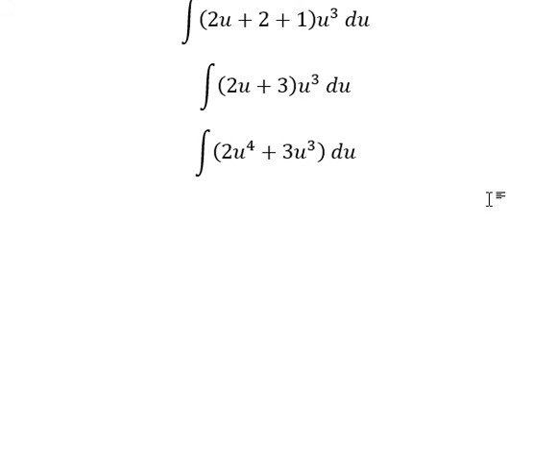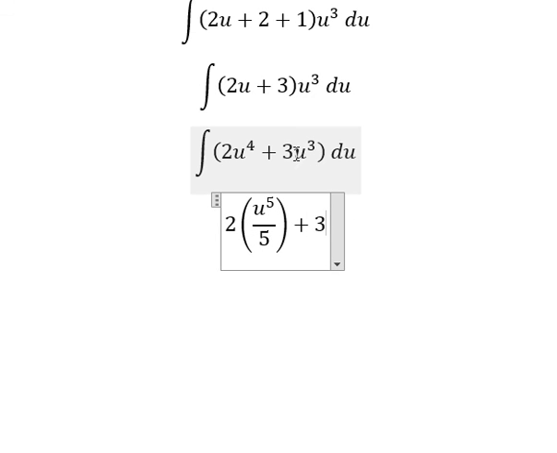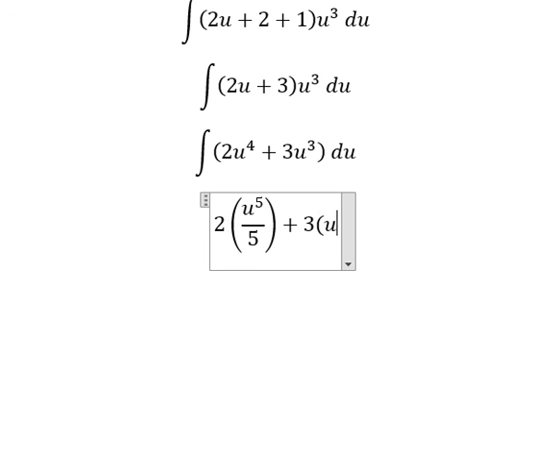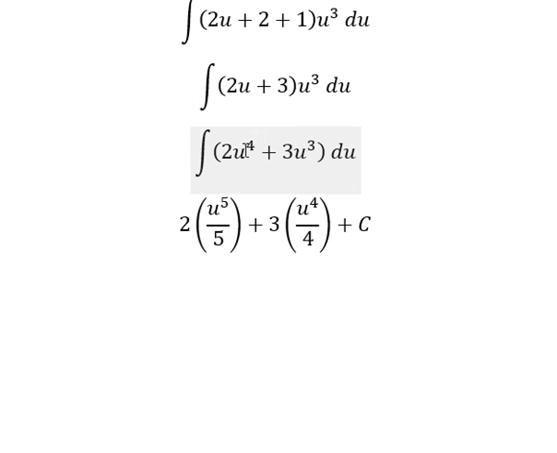And now we have the final answer. The integration of u to the power of 4, we have u to the power of 5 over 5. The integration of u to the power of 3, we have u to the power of 4 over 4. And we put c. That's it, we just add 1 to the power and then divide by the power plus 1. That's why you got this one and this one.